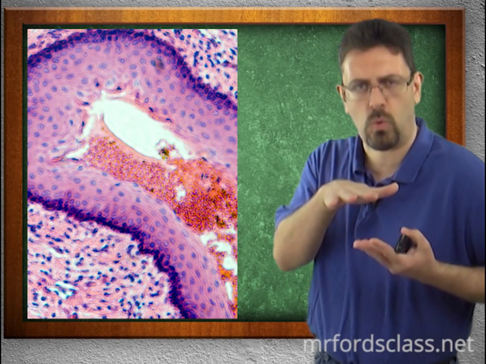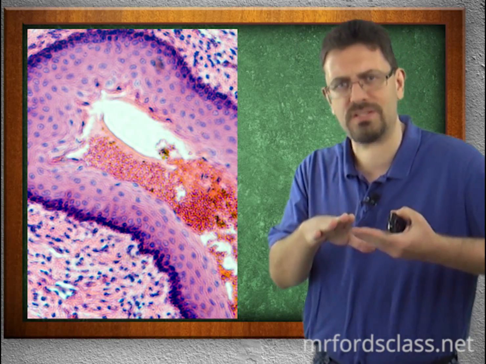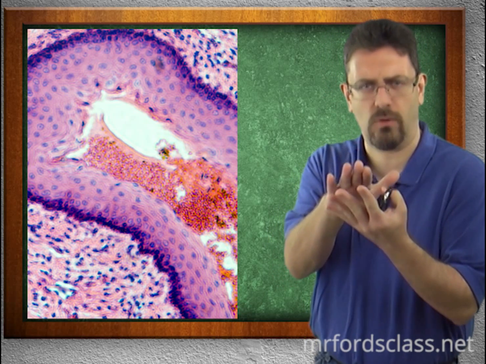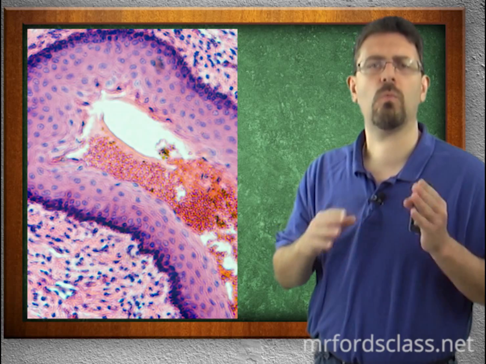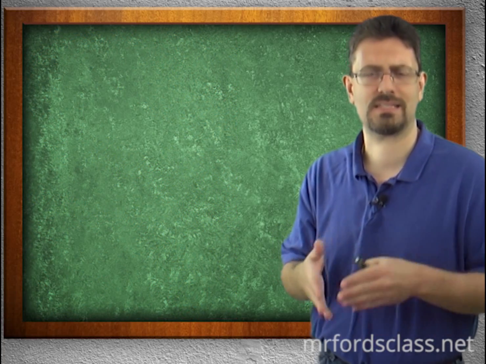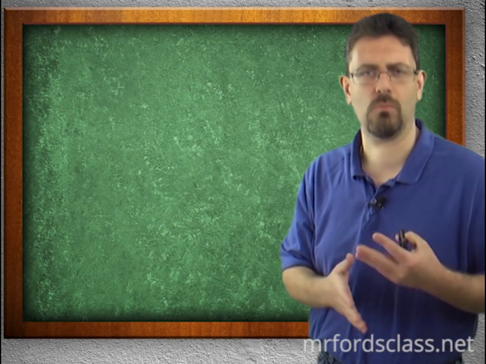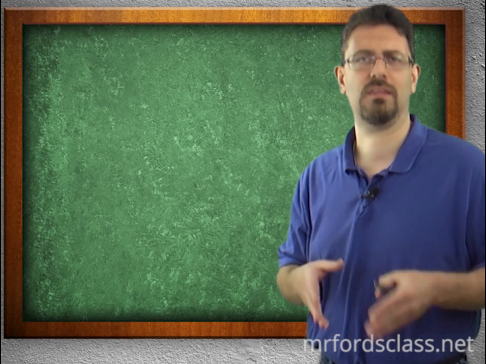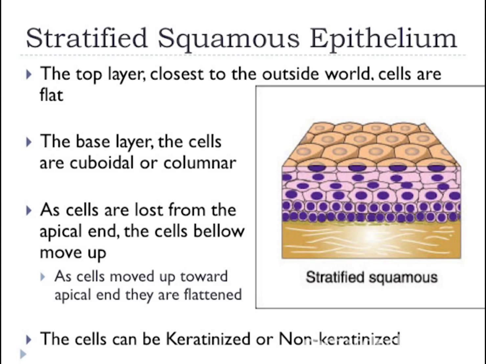And as they're moving towards the top, as they're moving more towards the apical end, they start to get flattened and flattened and flattened out. So at the top layer, we're looking at the squamous cells. At the bottom layer, we're looking more at cuboidal. But in general, we call this stratified squamous epithelial tissue. As cells are lost from the apical end, the cells below move up. The cells can either be keratinized or non-keratinized.